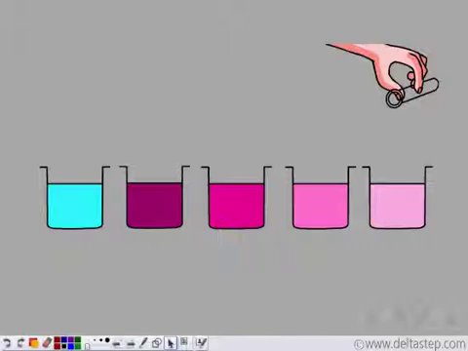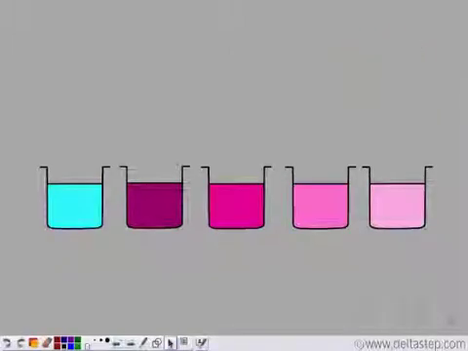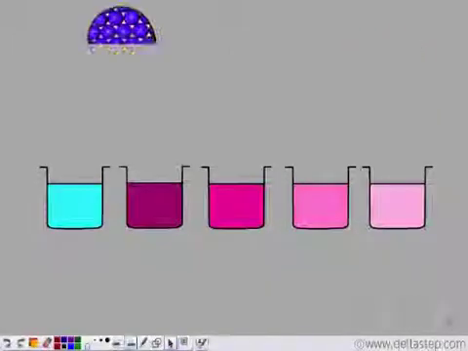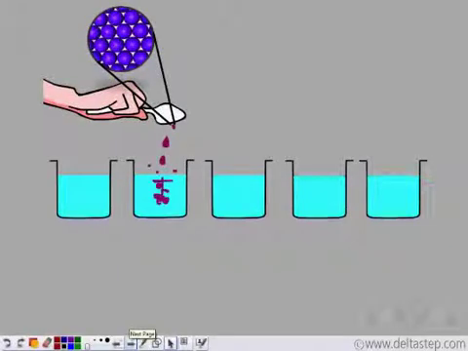So you see the color fades. From dark pink, it becomes very light pink. Why did this happen? This is because when we add this substance, potassium permanganate, even a drop of this substance contains millions and millions of small particles. So a small drop contains millions of particles.